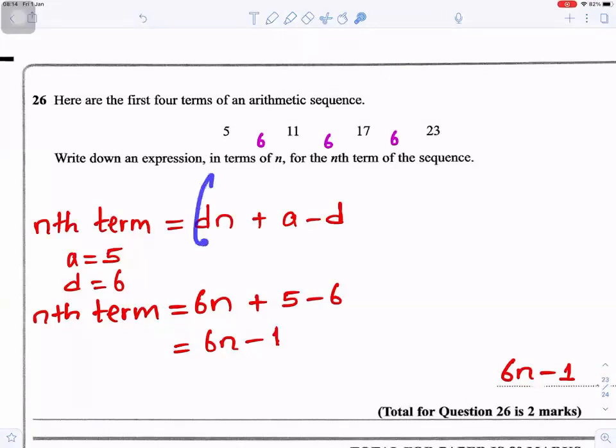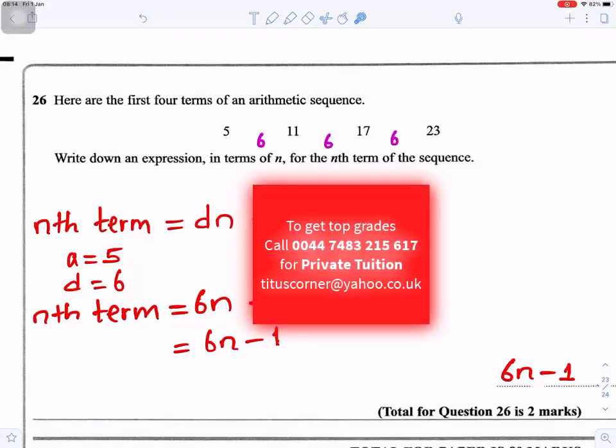D is the difference. N is just the term. A is the first term, and D is the difference. The difference is 11 take away 5 is 6. 17 take away 11 is 6. 23 take away 17 is 6. So the difference is 6.